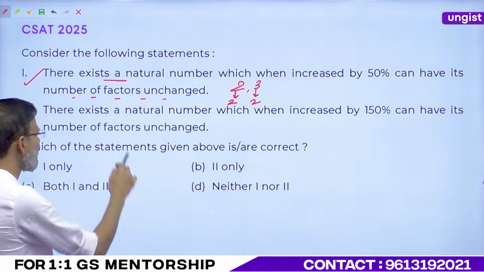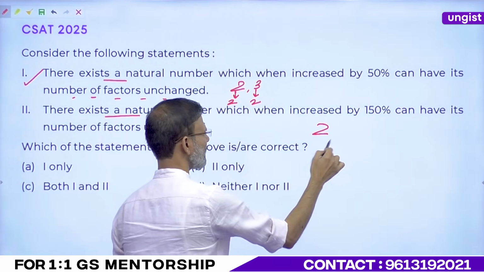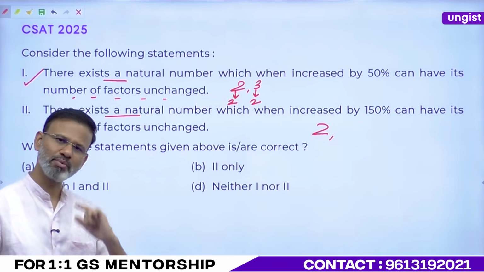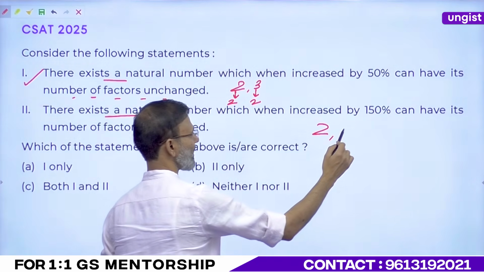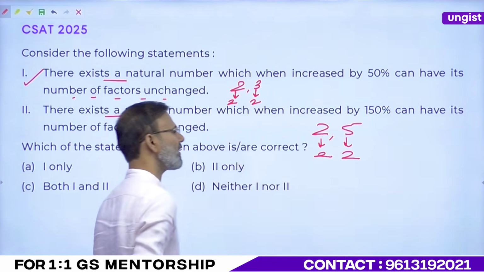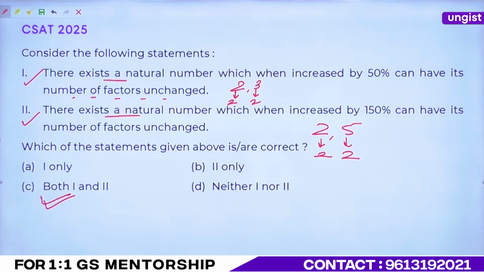Again, the question is saying there exists a natural number which, increased by 150%... Again, take 2. And 150% of 2 is 3. So 2 increased by 3 becomes 5. 5 is again a prime number. So 2 has 2 factors and 5 also has 2 factors. This condition is also true. Okay, everybody, C is the answer.